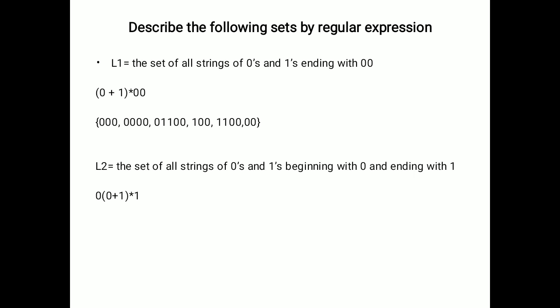So here (0+1)* is same, but the condition here given that beginning is 0. That means you have to write 0 at the very first position and ending with 1. So at the last you have to write 1. But in between these 0 and 1 we have the set of all strings of zeros and 1. So in between 0 and 1 we have written (0+1)*.